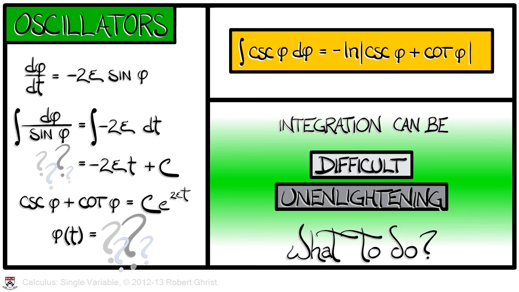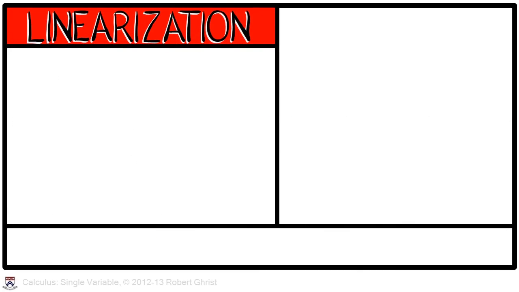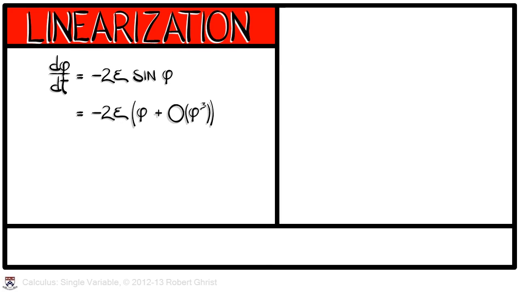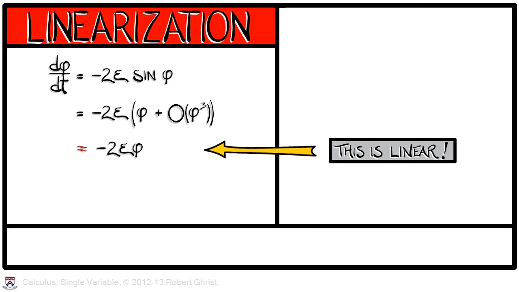What do we do when we can do the calculus but can't interpret the results? We're going to simplify through linearization, not linearizing a solution, but linearizing the equation itself. If we consider d phi dt equals negative 2 epsilon sine phi, and we expand that sine phi about phi equals 0, we can drop the higher order terms and keep only the linear term, giving the linearized differential equation d phi dt equals negative 2 epsilon phi.